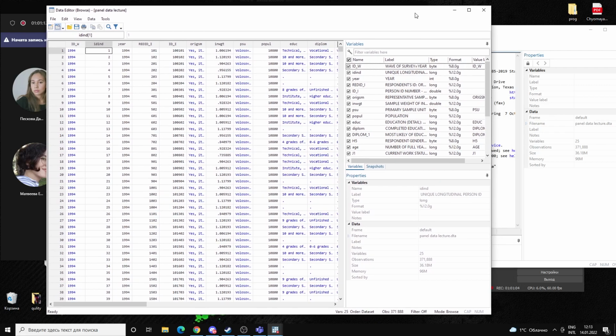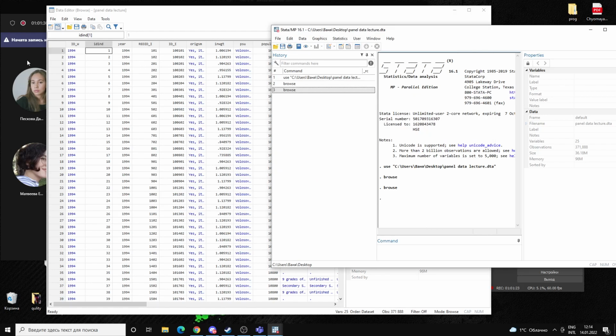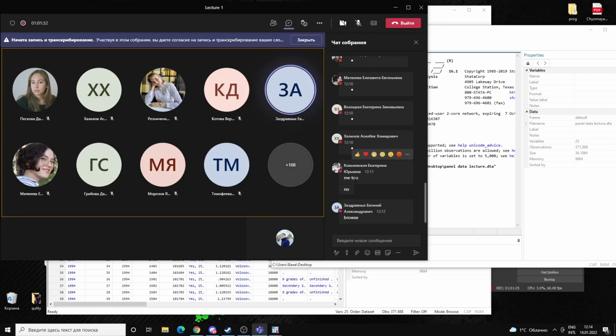Okay. Well, next. This data is in a long form. What does it mean? It means that both year and ID_IND are columns. Well, what if we have to get data in a wide form? Let's do this exercise. Do you see? Oh, no, you cannot see. There is something strange with Teams.